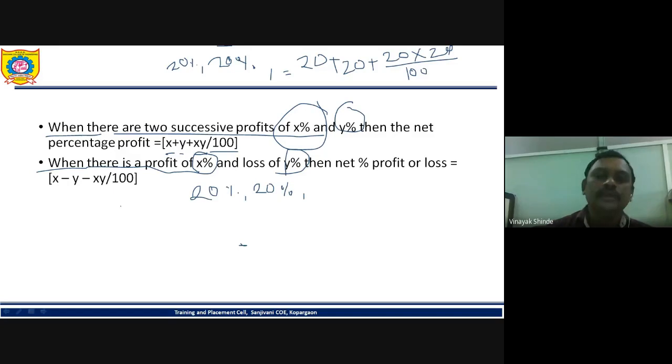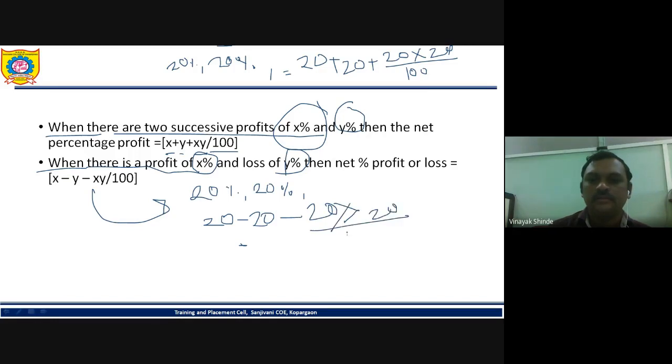So now here you can use this formula, X minus Y. Why is Y minus? Because it is a loss. We always consider loss as a negative value. So this will be 20 minus 20 minus 20 into 20 by 100. So how much is the net loss? The second case.